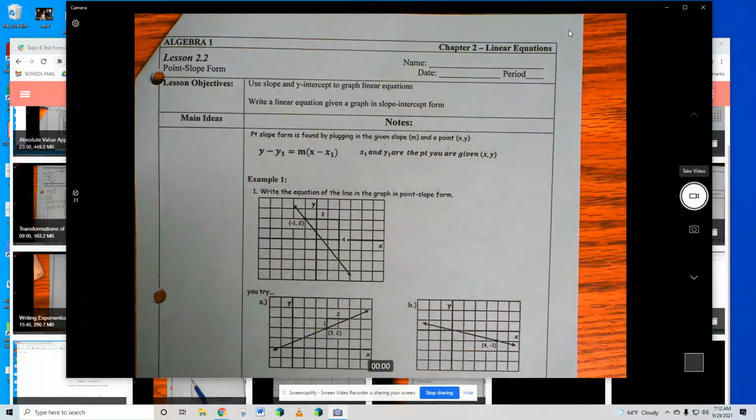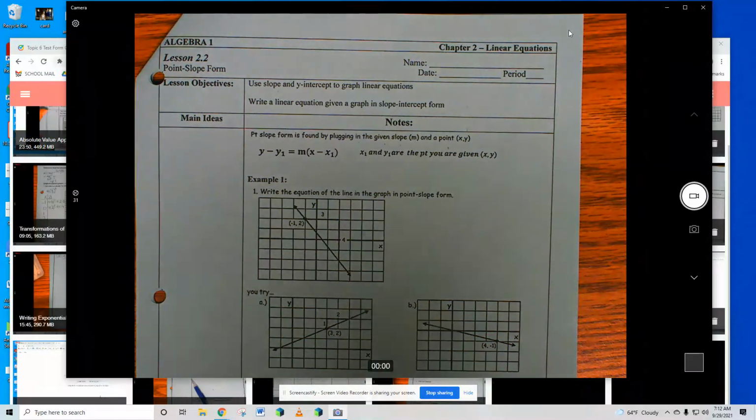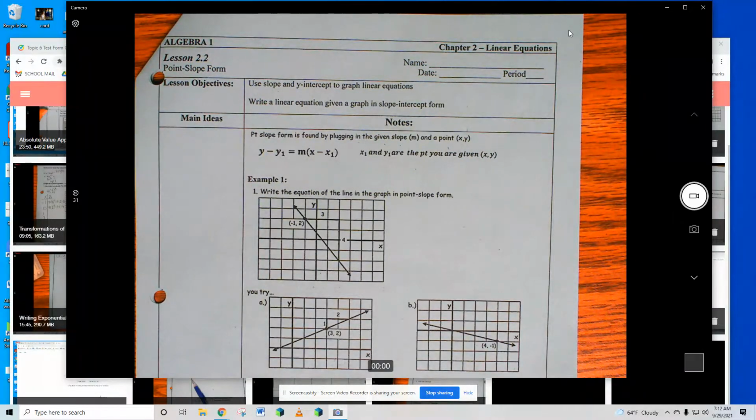All right. Hi. We are in chapter 2. We're finally finishing or starting lesson 2. Lesson 2.1 was like 6 days long. And so we're starting with point slope form.